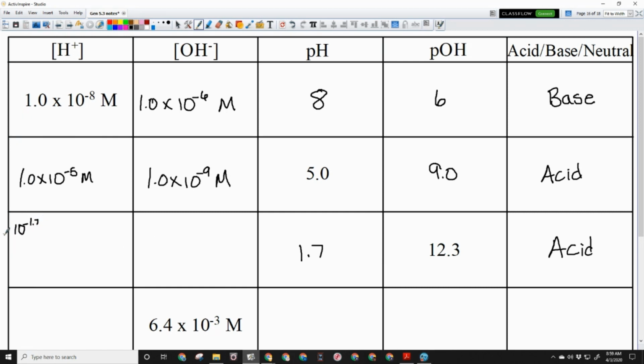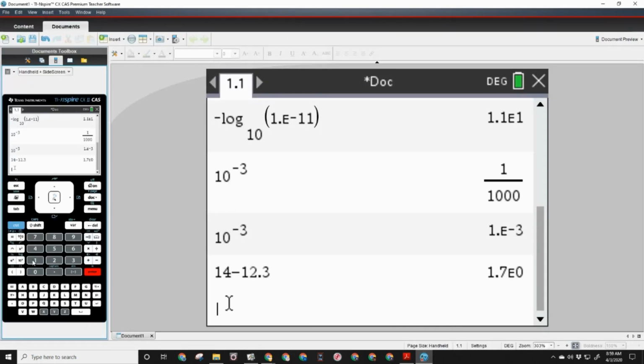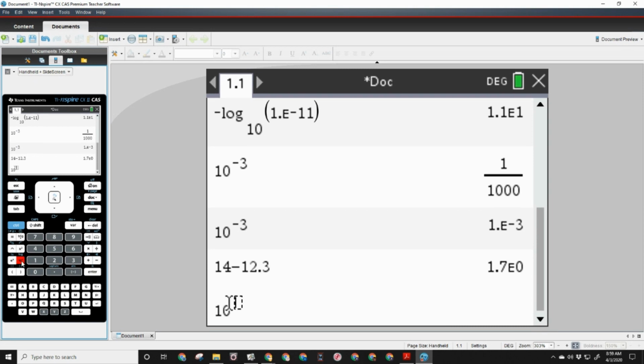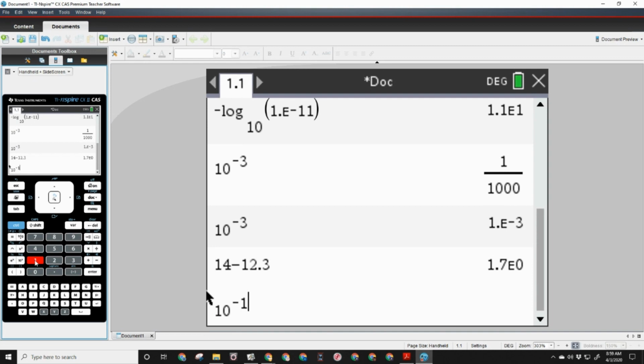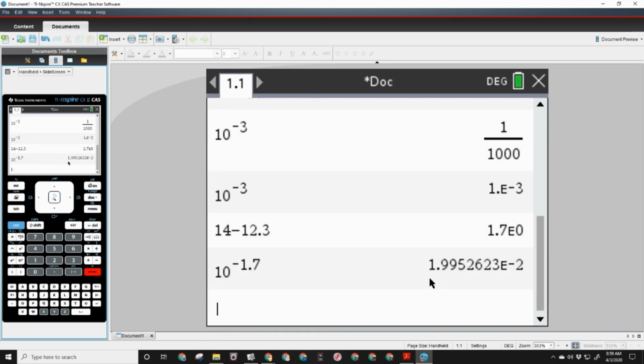And you don't have to write this. You would write this on a separate sheet of paper. I'm just writing it here because I don't have room to write it anywhere else. So you're going to have a separate sheet of paper that you work this out on. So 10 to the negative 1.7. So I'm going to push this button, get 10 to the power of negative 1.7. Okay, so here we go.